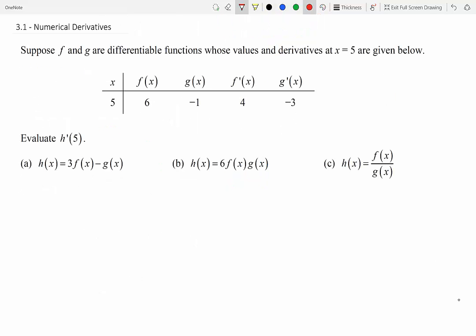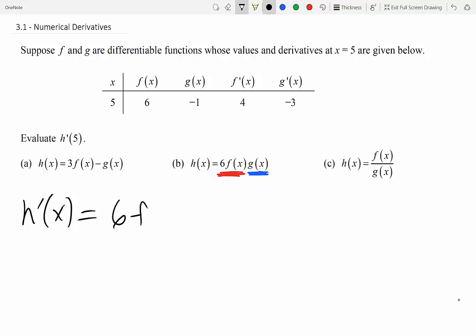For this second problem, we're going to need a much different derivative rule than the sum or difference rule. If you notice for part B, h of x is defined to be 6 f of x times g of x, meaning that h is the product of two separate functions. In problems like this, I try to establish which function I'll consider my first function, in this case 6 f of x, and then which function is going to be my second function, which in this case would be just g of x.